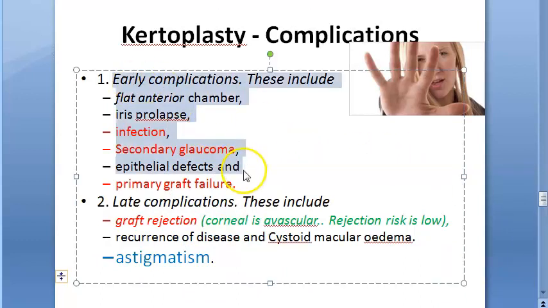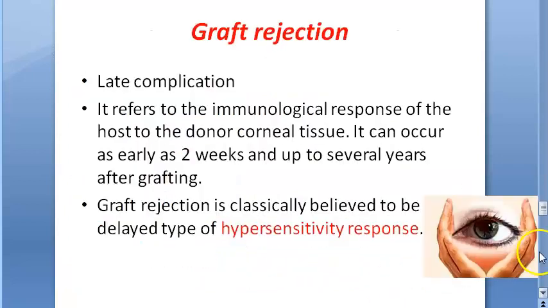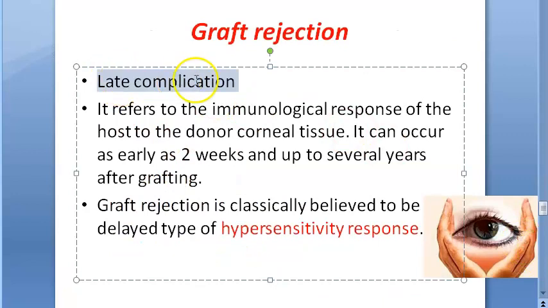Complications can be early or late. Early, you will have flat anterior chamber, iris prolapse, infection, secondary glaucoma, epithelial defects, and primary graft failure. In late, you have graft rejection, astigmatism, cystoid macular edema, recurrence of disease. Graft rejection is a late complication. Usually it's a hypersensitivity response. It can happen even several years after grafting.